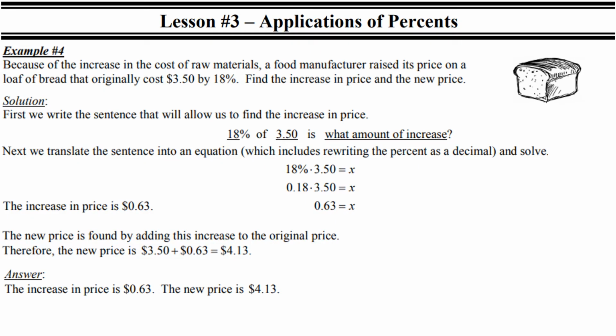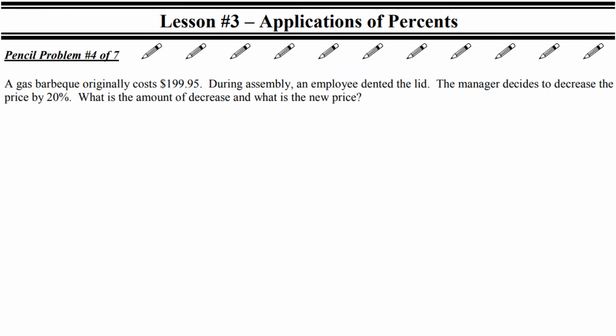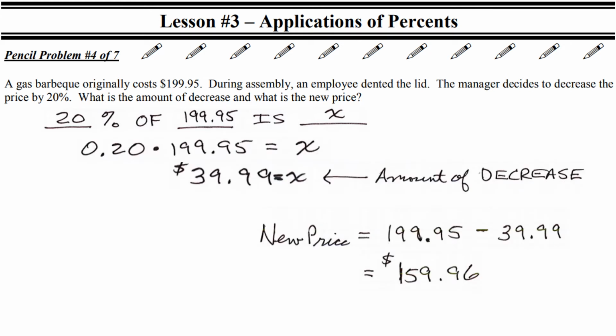And here's that solution typed up. For pencil problem number 4, here's the setup, and here's the rest of the solution. Notice that once we find x, that is the amount of decrease, it will need to be subtracted from the original amount to find the new price.